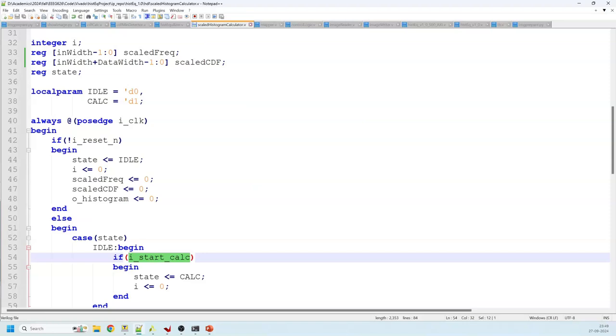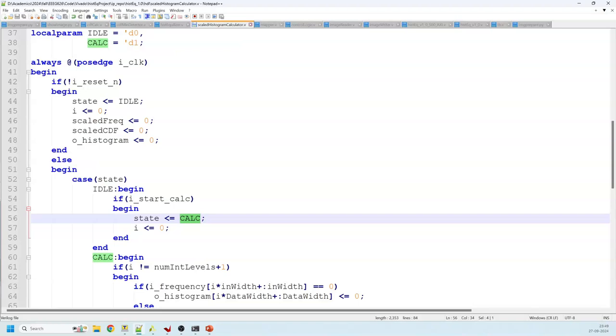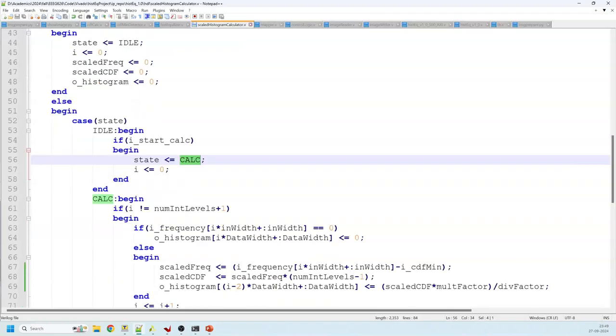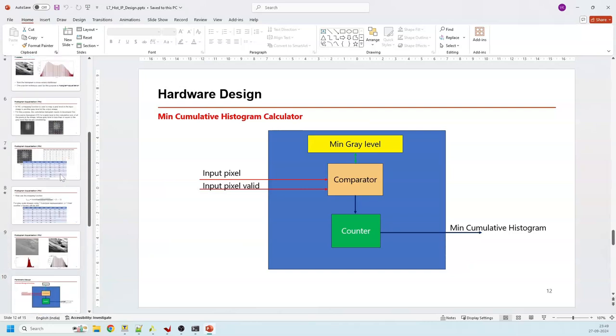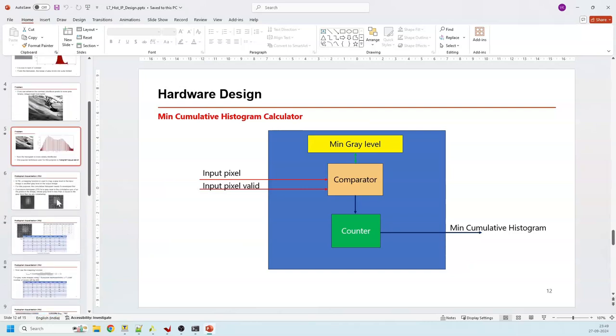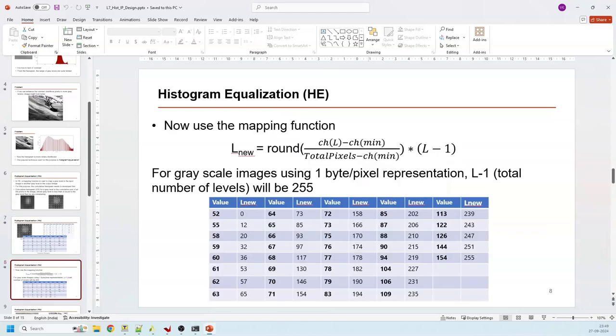And the control logic will make the signal high only after our entire image passes through module one. So it makes sure the outputs of all cumulative histogram calculators are valid. Only after that, the signal will be made high. Then it will go to the calc state, and here it does the calculation. Basically, it does this equation in three clock cycles.